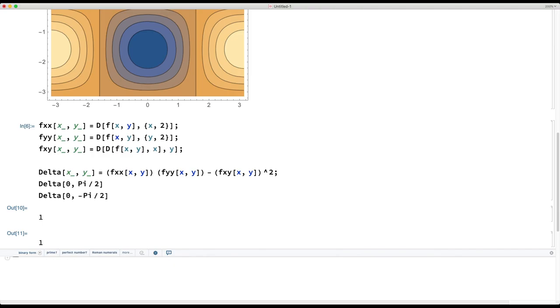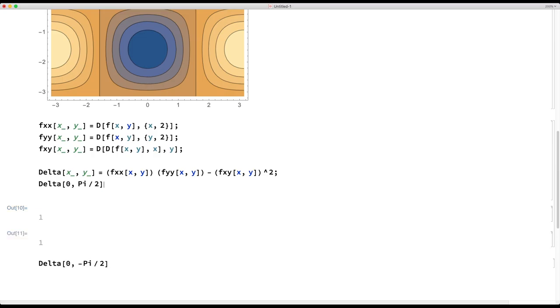Okay, so if I compute that value at both points, what do I get? I get 1 for both of them. Now, that's a bit of a problem because one of them is a max and the other one's a min, right? But yet this delta quantity gave us the same thing. That's true. Okay, so this delta quantity in and of itself is not quite enough to determine max versus min.